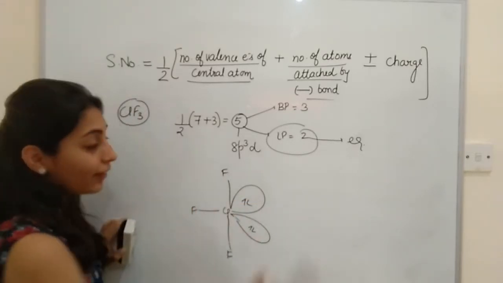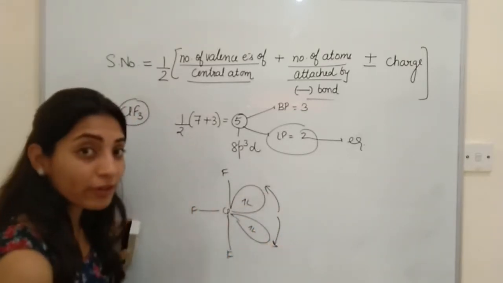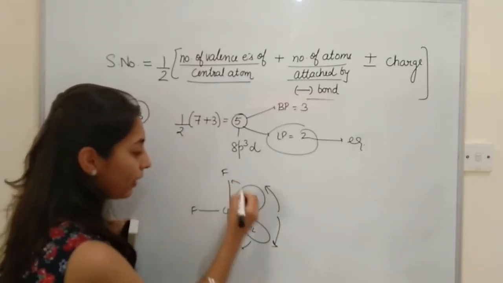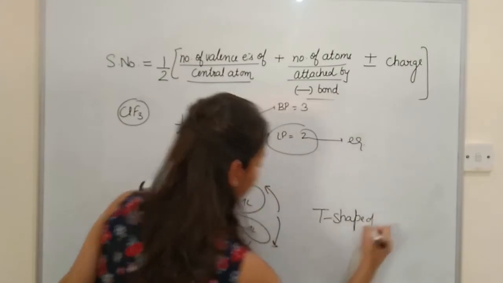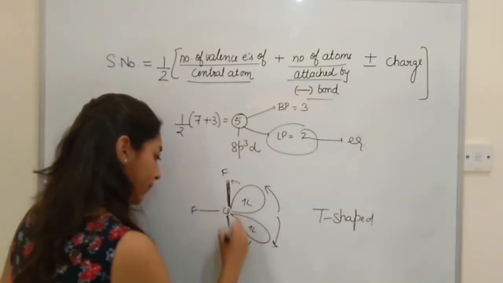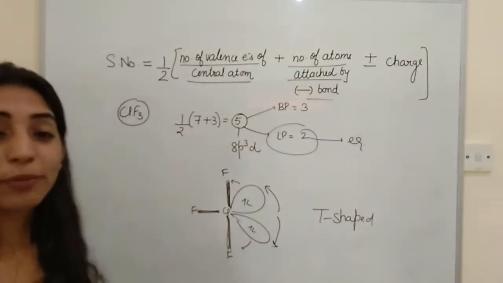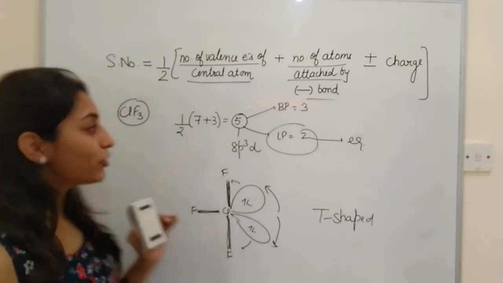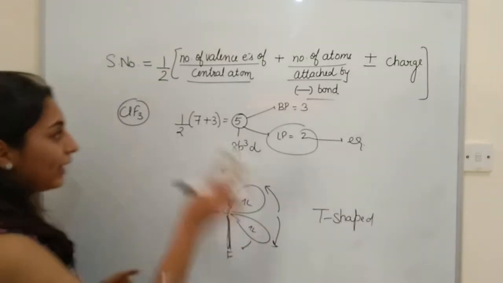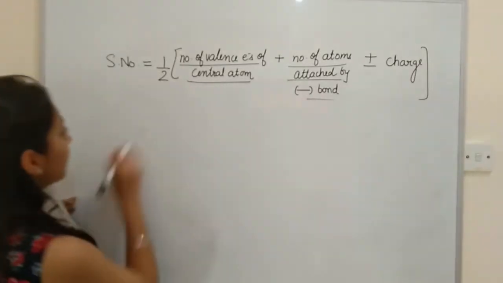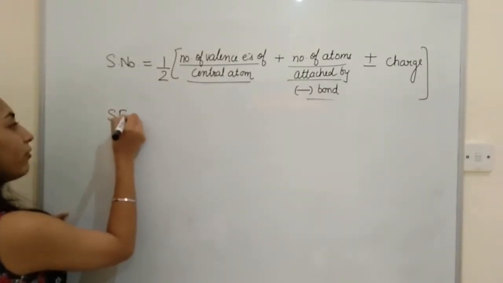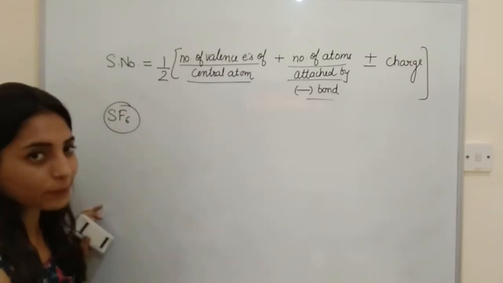Done? Now this and this lone pair repel each other. This repels, this repels. So don't you think it's a kind of T-shaped molecule? Can't you see this T thing? This is a T-shaped molecule. Done? So this was about ClF3. Let me give you another example, and this is SF6. Let's go for this example.